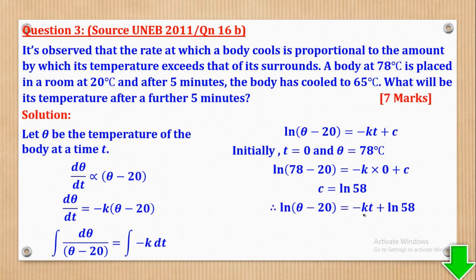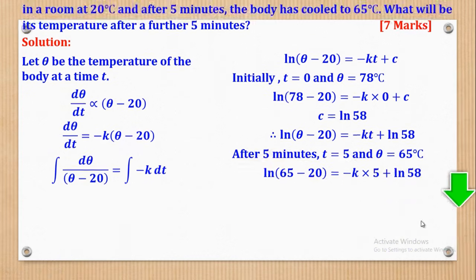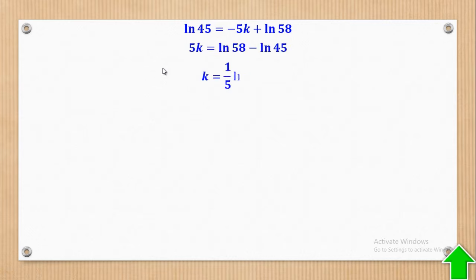So I've got c, but I've not yet got k. To get k, I'll use the next condition. Next condition says that after 5 minutes, it implies that t is equal to 5 and the temperature was 65 degrees Celsius. Therefore, I come and substitute and come up with that line. And from that line, I can make k the subject, and k will be equal to that. So k will be equal to 1 over 5 ln 58 over 45.